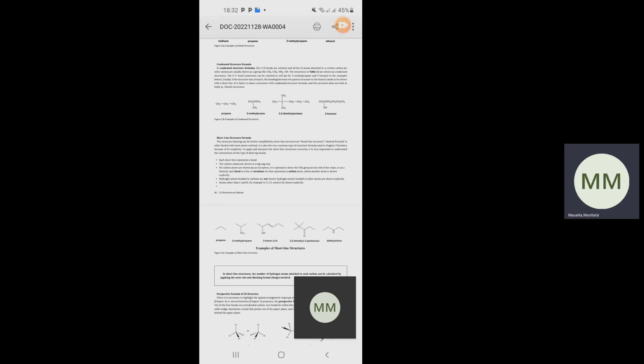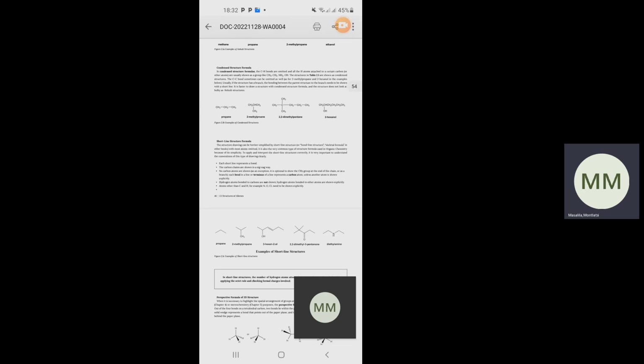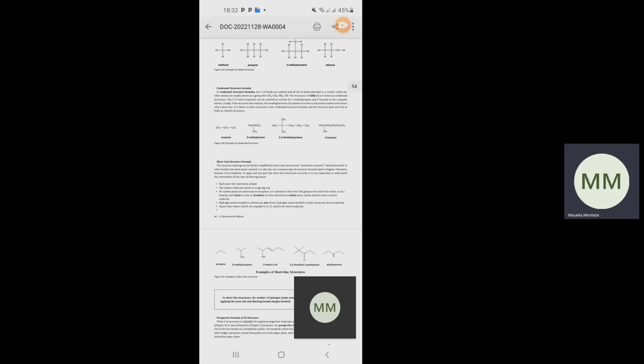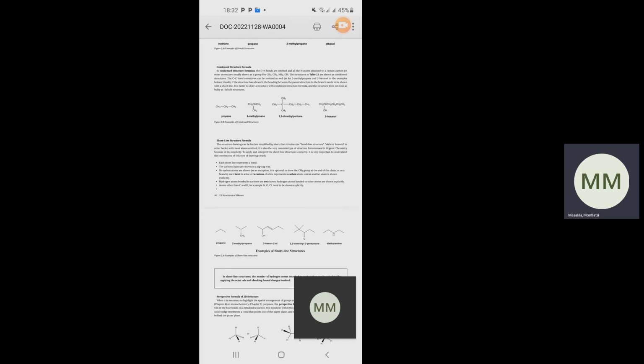Look at 2-methyl propane. So how many carbons are there in 2-methyl propane? Look at the chemical structure. In 2-methyl propane, there are 1, 2, 3, 4 carbons. Look at the 2-methyl propane on short line structure. There is a carbon even at that center. That center, there's a carbon.